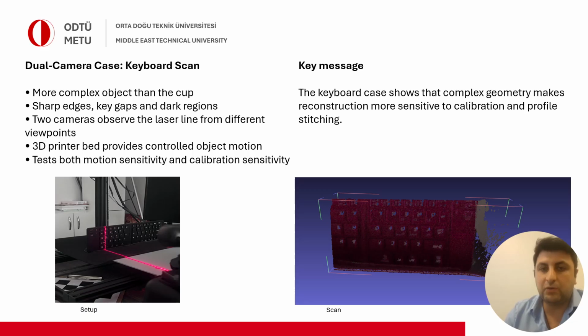The result shows that the keyboard structure can be reconstructed to some extent. However, it also shows noisy, missing regions and sensitivity to calibration. This means complex geometry makes the reconstruction problem harder. But actually, we can see that the keyboard is reconstructed very well when you know the original speed of the bed.